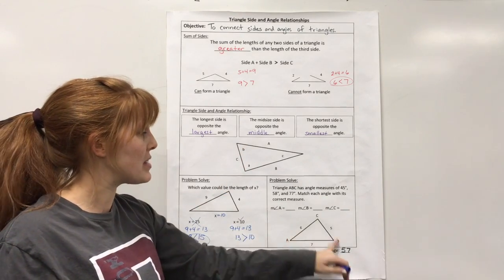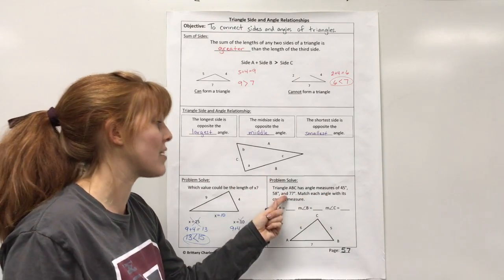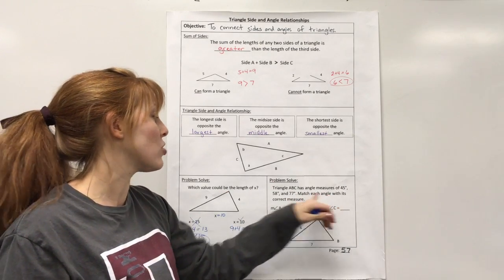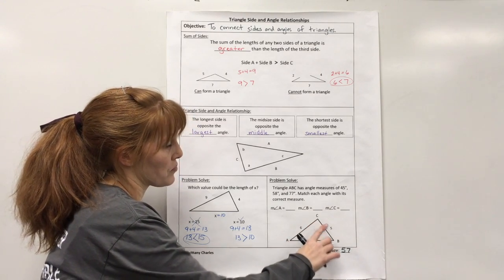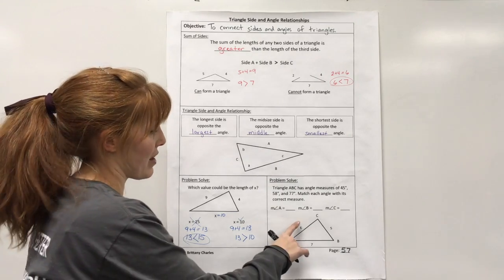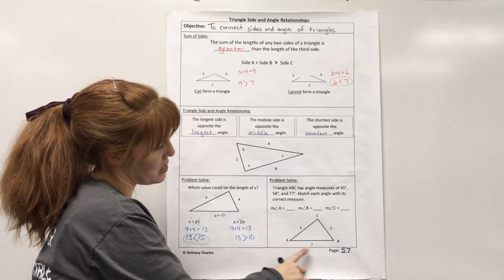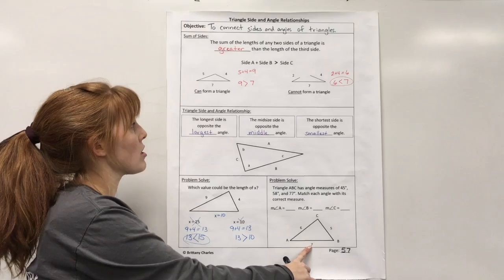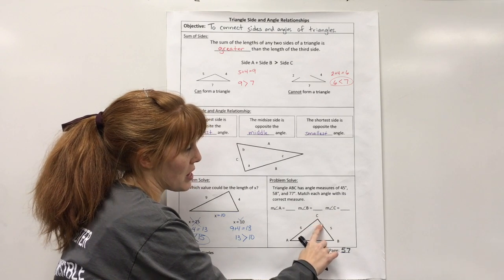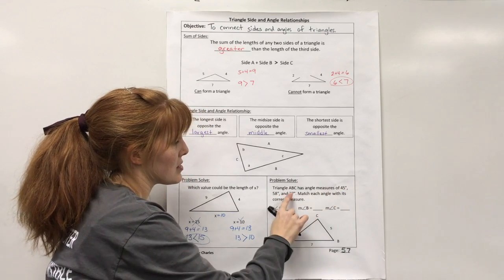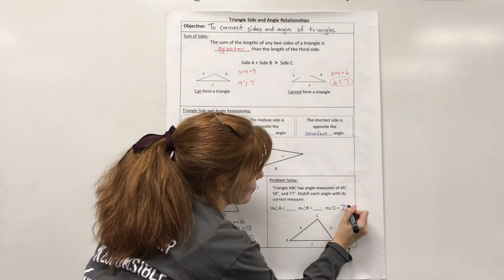Now this one is going to refer to this information. We have triangle ABC, and it has angle measures of 45 degrees, 58 degrees, and 77 degrees. Match each angle with its correct measure. We have angle A, angle B, and angle C. I don't know which is which, but I do have the sides labeled, so I can use this information. I know that the longest side, which looks like 7, is going to be across from the largest angle. So that means C has to be the largest angle. Of my three choices, 77 is the largest, so C has to be 77 degrees.